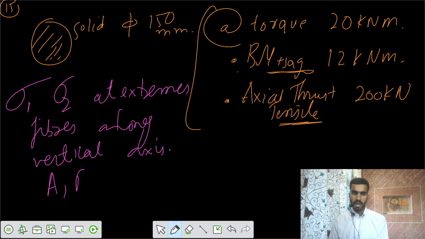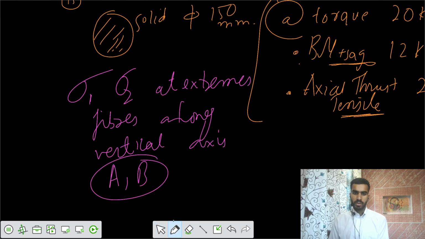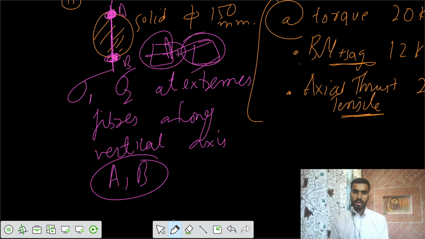That's A comma B. At A comma B, you need to say what the major and minor principal stresses are. Let's say this is the vertical axis. I would say this is A and B. So you need to say what the major and minor principal stresses are at those two points. So we have two different stress elements. You need to say what the different loading conditions are, and you can get sigma 1, sigma 2.